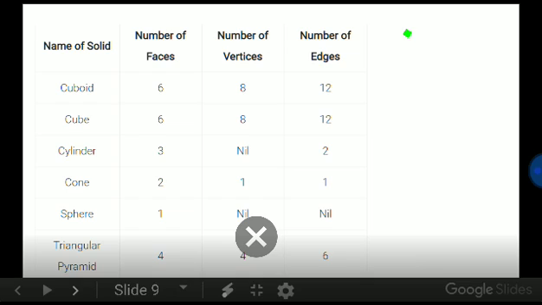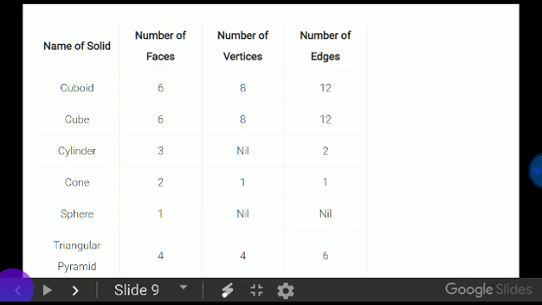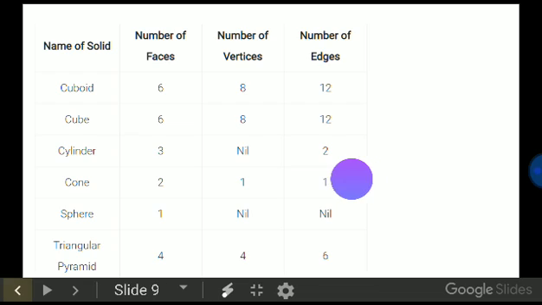Now over here we have these relations for each of the given 3D shapes. For cuboid we have 6 faces, 8 vertices, 12 edges. Cube 6 faces, 8 vertices, 12 edges. Cylinder 3 faces, no vertices, 2 edges. Cone 2 faces, 1 vertex, 1 edge. Sphere only 1 face, and triangular pyramid has 4 faces, 4 vertices and 6 edges. So this is all about visualizing solid shapes.